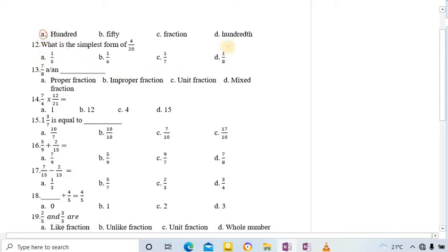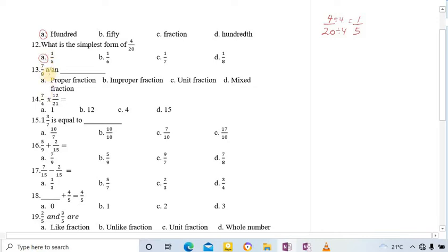100. Now number 12, what is the simplest form of 4/20? The simplest form of a number is a form such that the denominator and the numerator cannot be further divided or broken down. So 4/20, let's divide both sides by 4. By 4, we'll get 1 out of 20 divided by 4 is 5. So 1 out of 5.